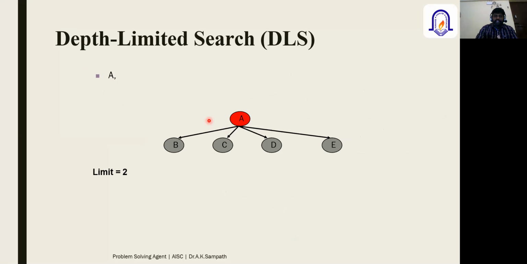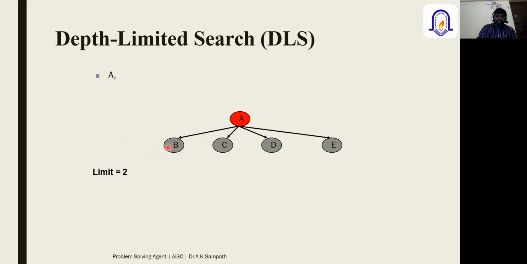When it comes to level 1, the root node A's children B, C, D, E will be expanded. B will be visited and then it travels back to A, and then C will be visited and it travels back to A. Whenever it is visiting, it does a comparison of whether the node you are visiting is a goal node. If it is a goal node, the algorithm will terminate. Otherwise, it may move further, maybe backwards or forwards.